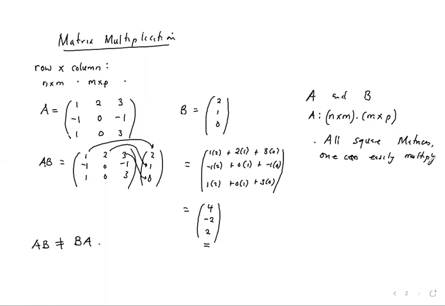So after we know how to multiply matrices, now we can move on to the determinant of a 2 by 2 matrix.